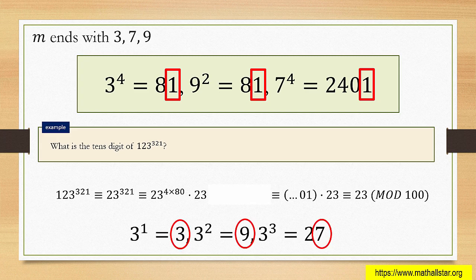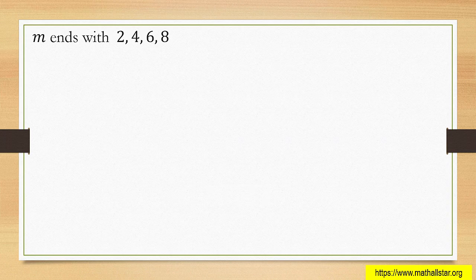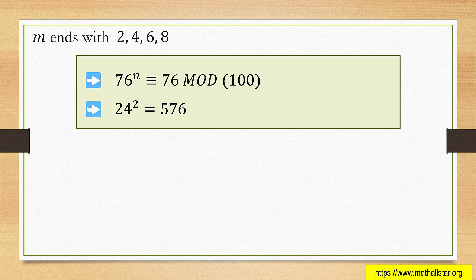Before we move to the next slide, let me point out an important observation. They are all related to the power of 3. This is important for handling the next case. When the base ends with 2, 4, 6, or 8, a bit of maneuvering will be required. To understand it, let's first present a few simple facts. First of all, any power of 76 will end with 76. This is a well-known result. In fact, 76 is the only two-digit even number which has this property. The other two-digit number with this property is 25, which is odd.